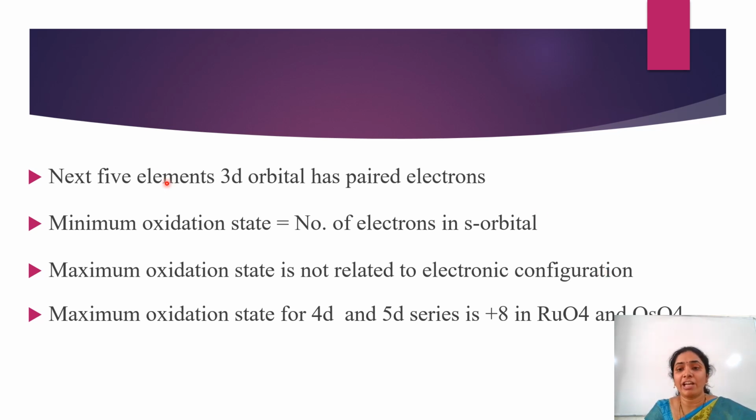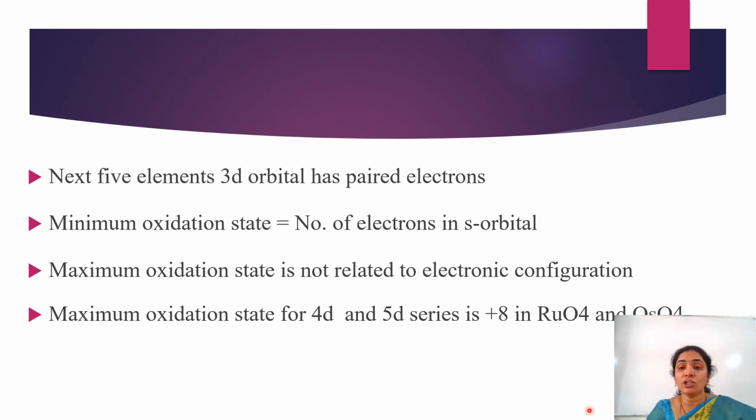For the next five elements, after manganese, the 3d orbitals have paired electrons. In this case the minimum oxidation state is again the number of electrons in the s orbital, but the maximum oxidation state is not related to the electronic configuration. The rule that the maximum oxidation state equals the sum of electrons in s and d up to manganese will not be applicable after manganese.